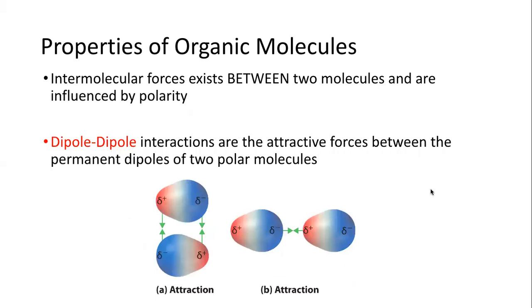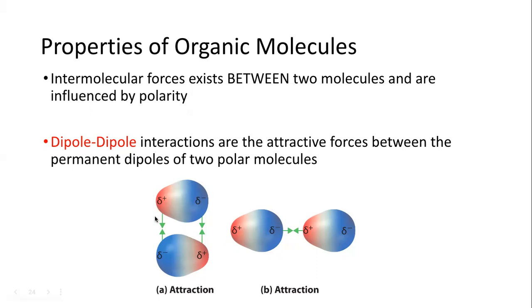Another type of interaction that can happen is dipole-dipole interactions. These are attractive forces between the permanent dipoles of two polar molecules. A dipole is when you have a slightly positive charge and then a slightly negative charge. Unlike our previous example where it was instantaneous or momentary, where the electrons are moving around, these are permanent. These are when you have polar molecules because you have those differences in electronegativity.